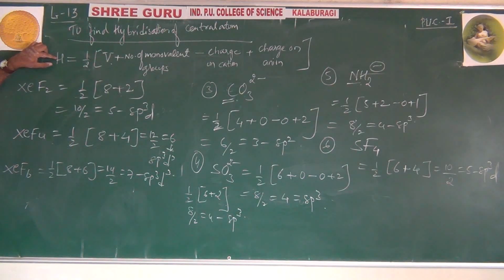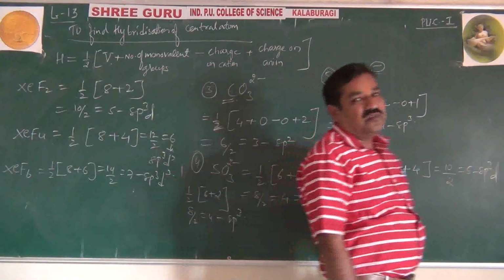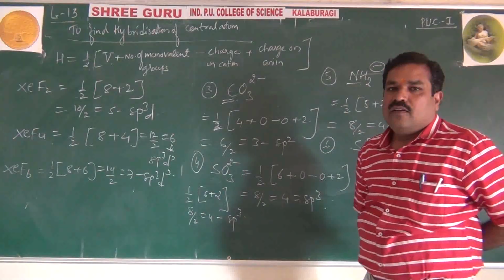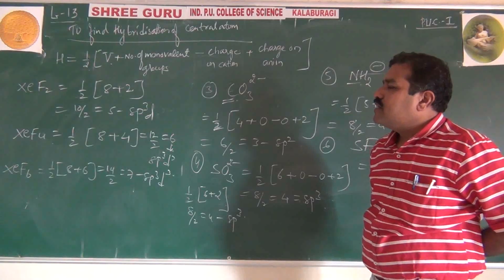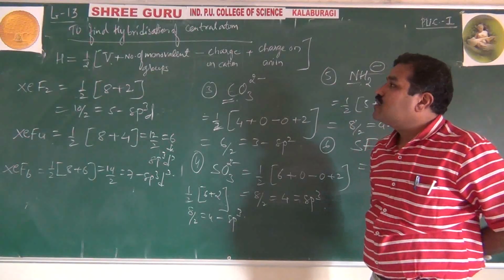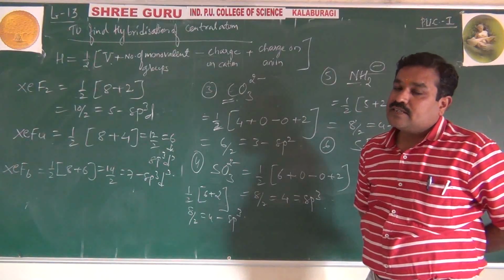Valence electron plus number of monovalent groups minus charge on cation plus charge on anion. That will give you the hybridization of the central atom. Even if you don't know the structure, very important super shortcut for finding hybridization. Got it? See, this is how we have completed. Very importantly, once again I have given you the whole table of VSEPR theory, how to calculate hybridization of the central atom, shortcut method, compulsory one example.